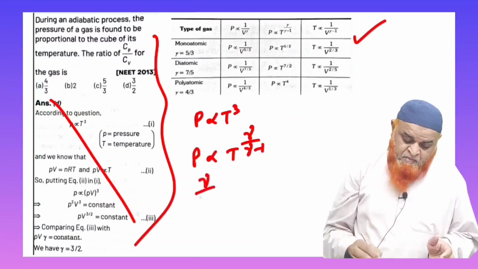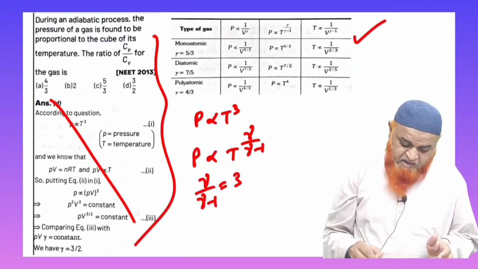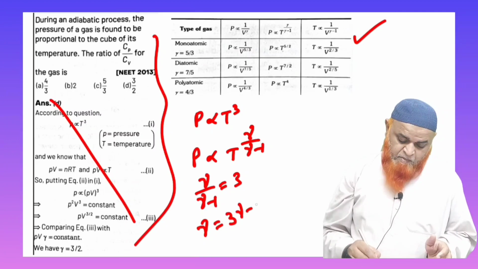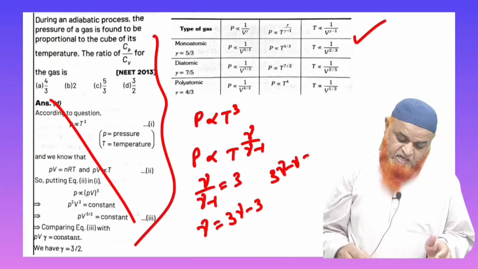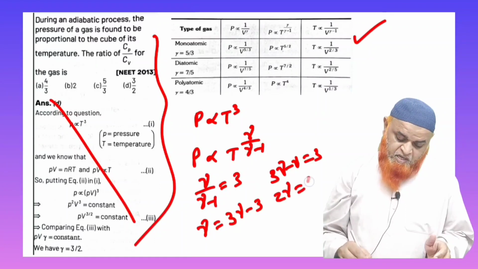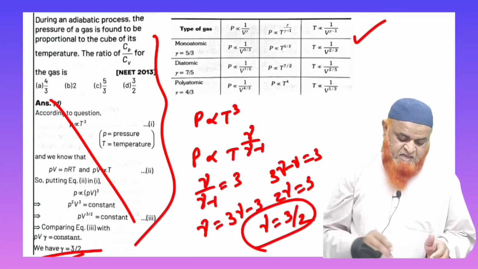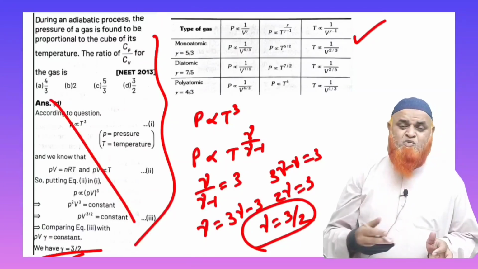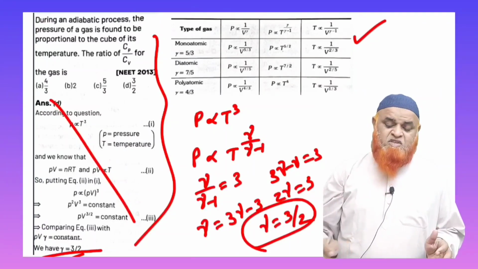Thank you. So here gamma by gamma minus 1 is equal to 3. So gamma is equal to 3 gamma minus 3. So here 3 gamma minus gamma is equal to 3. So 2 gamma is equal to 3. Gamma is equal to 3 by 2. That's it. So instead of doing all this nuisance, you can just get the answer in a fraction of seconds. Thank you very much.